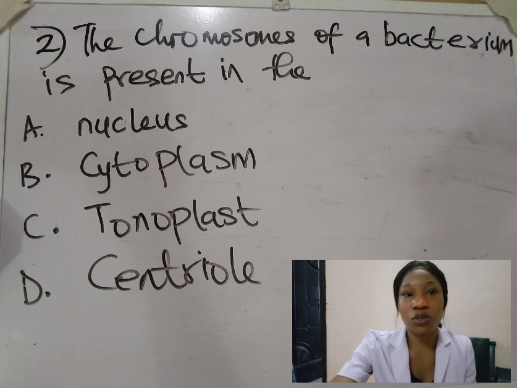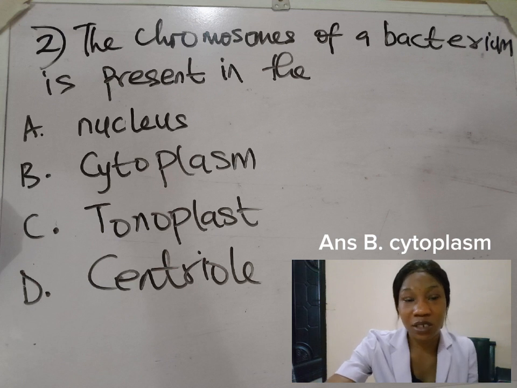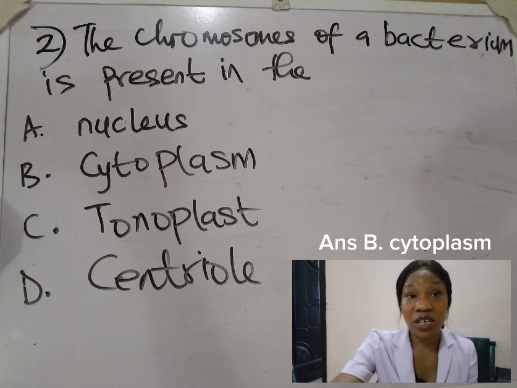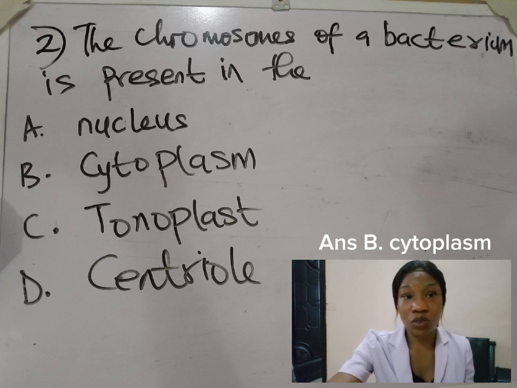Now, where is this chromosome? The chromosome is actually inside the cytoplasm, just the space. Do you understand? Then B, what is tonoplast? Tonoplast is that membrane surrounding the vacuole. Vacuoles are of two types, fluid and contractile vacuole, that helps in excretion. Then centrioles. Centrioles is that structure found inside the nucleus that is involved during cell division. It is from the centriole that the spindle fibers are formed. So the answer to that question is option B, which is cytoplasm.